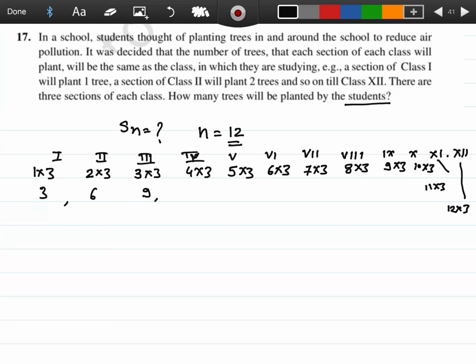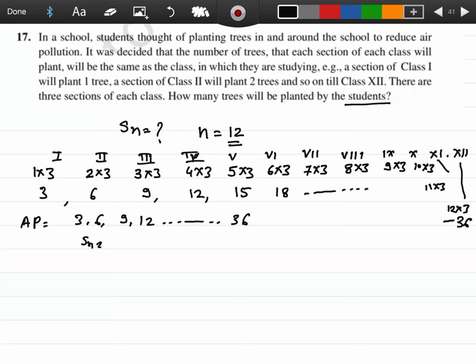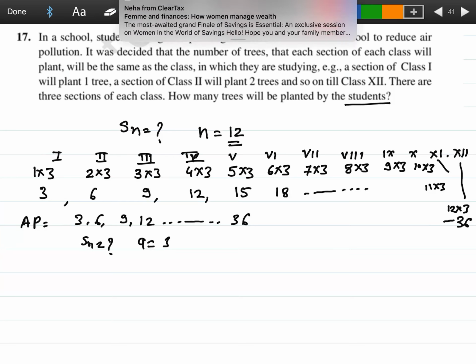So how many plants will be planted by class 1? 3. Class 2 will plant 6 plants. Class 3 will plant 9 plants. Class 4 will plant 12 plants. Class 5 will plant 15 plants. Class 6 will plant 18 plants. And in this way, class 12 will plant 36 plants. So what AP are we getting here? 3, 6, 9, 12 up to 36.